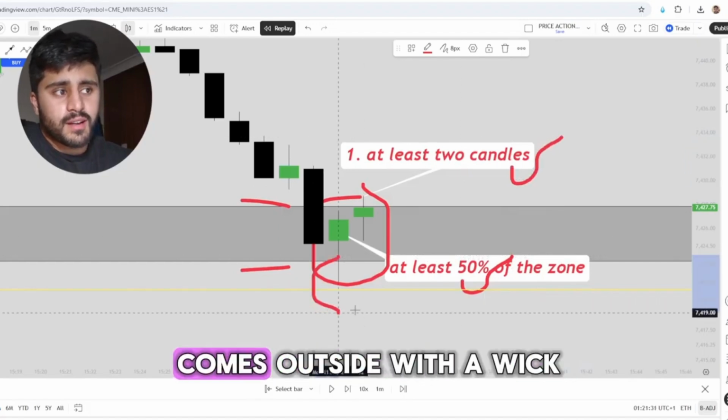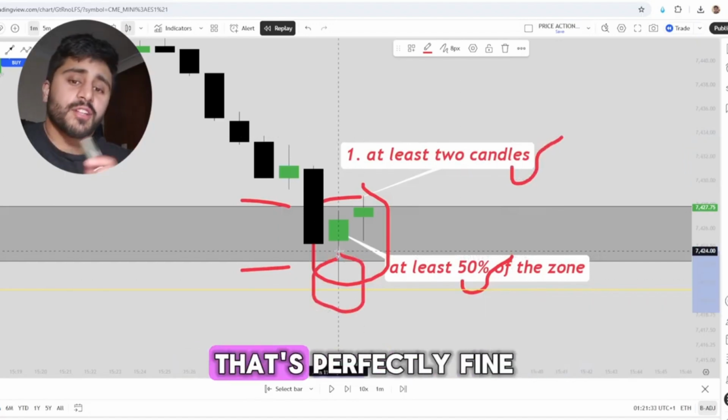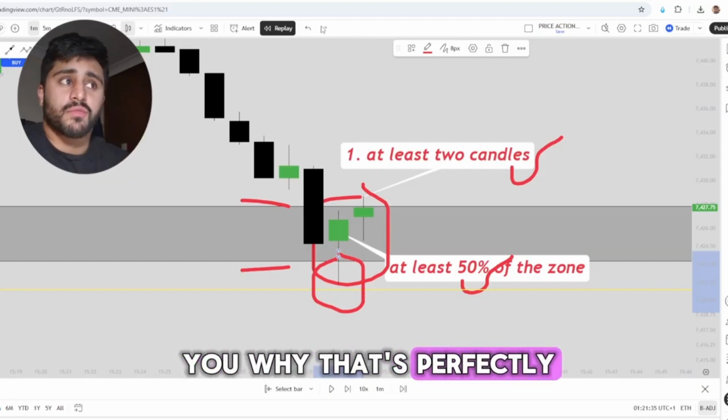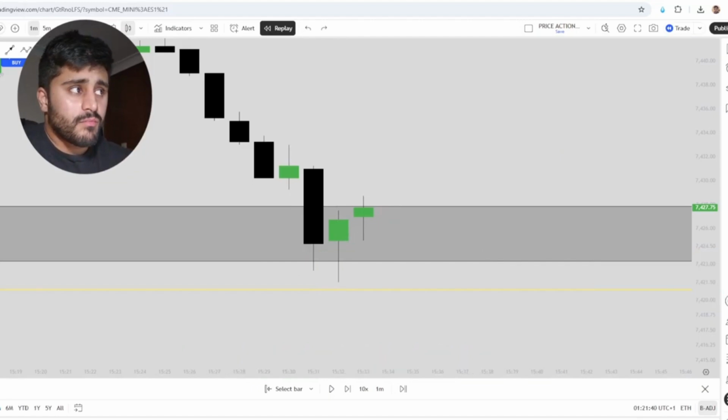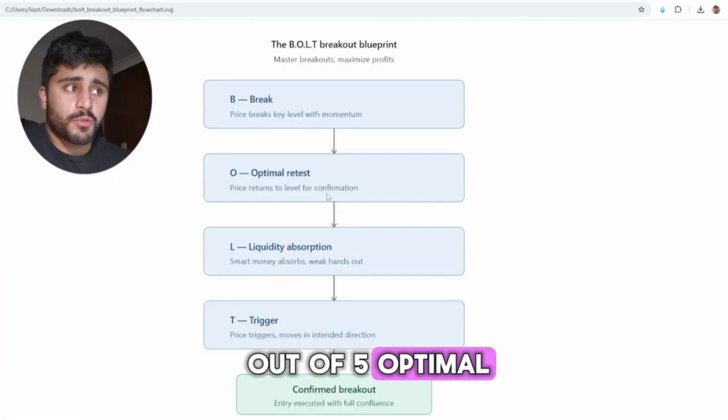Quick note, if price comes outside with a wick, that's perfectly fine. And I'm going to show you why that's perfectly fine in the next step. But for the sake of the optimal retest, this is a 5 out of 5 optimal retest, right?